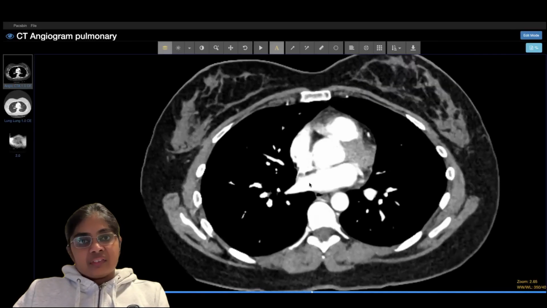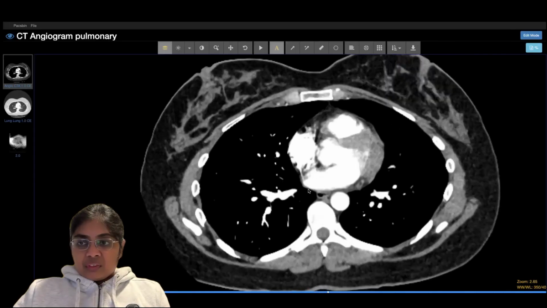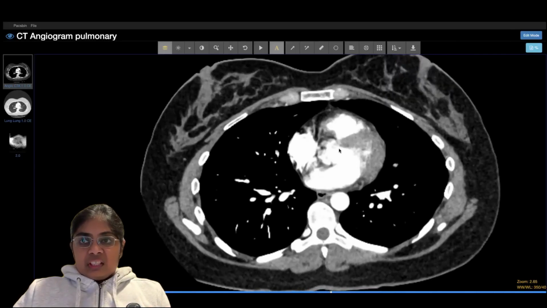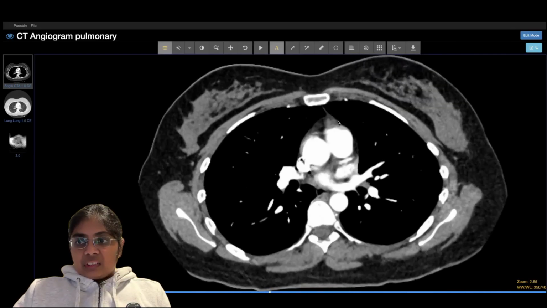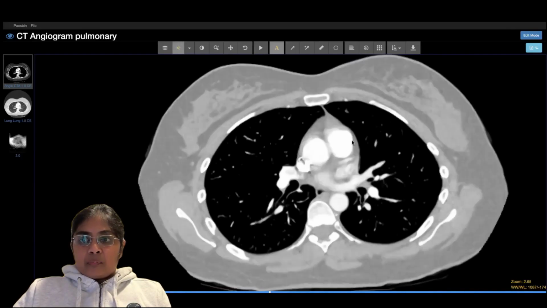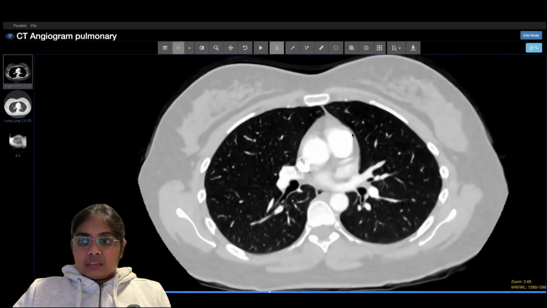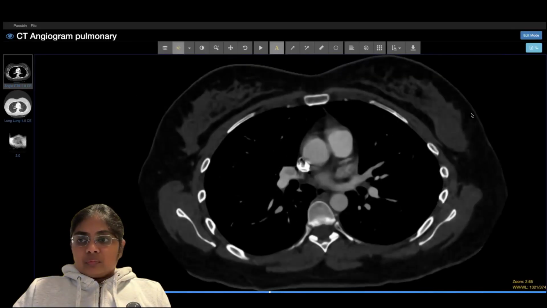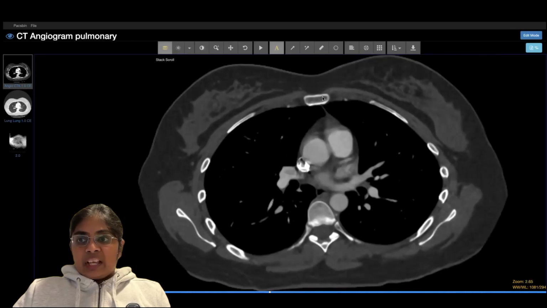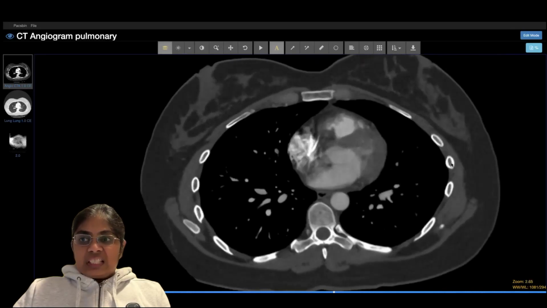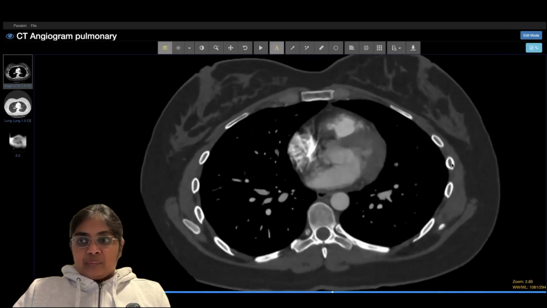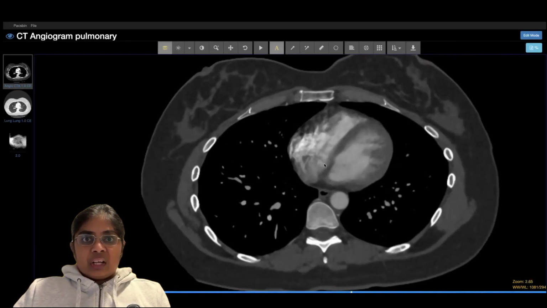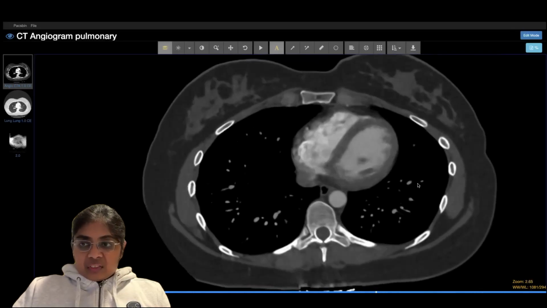Now that I've evaluated the mediastinum for lymph nodes, I'm focusing on the heart itself. And now that CT scans are getting better and better, we can see the coronary vessels, we can see the chambers of the heart itself.